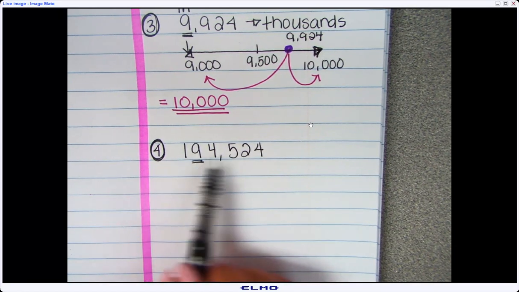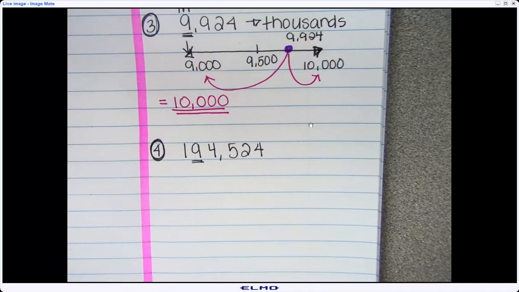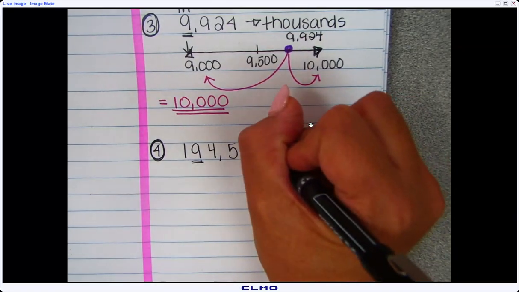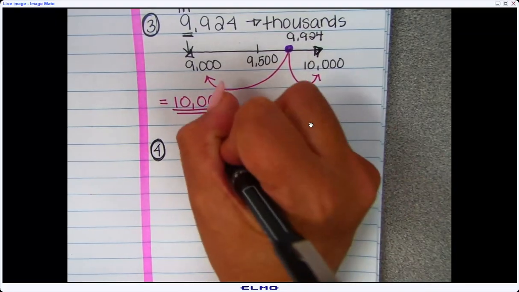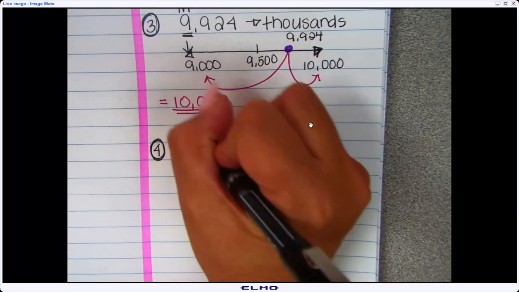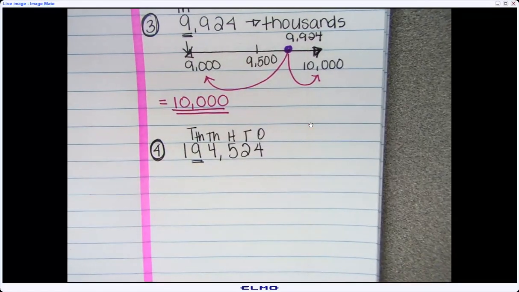So, what is the place value of this underlined digit? Place value. Not 10,000. This is my ones, tens, hundreds, thousands, 10,000. So that means that they don't want me to count by thousands anymore. Now I'm going to count by 10,000.